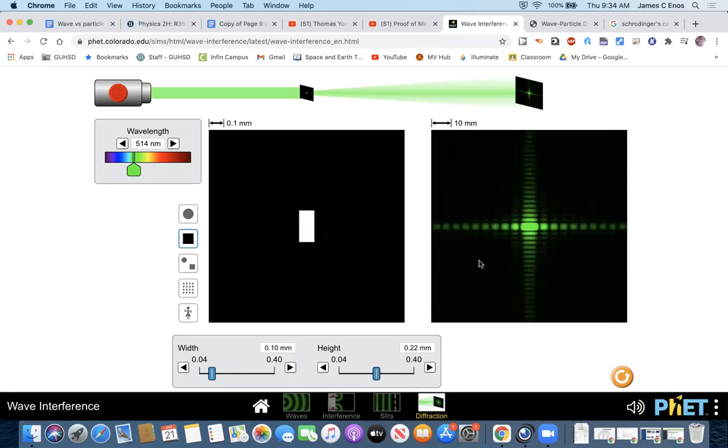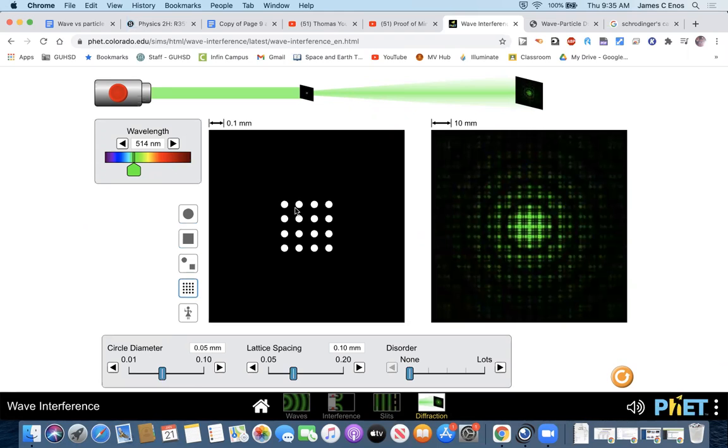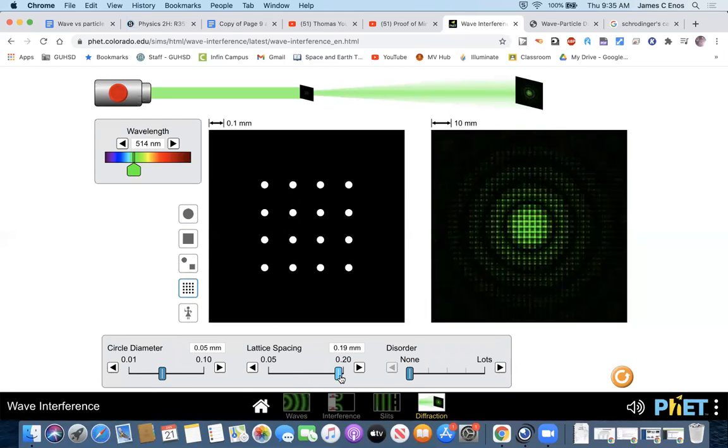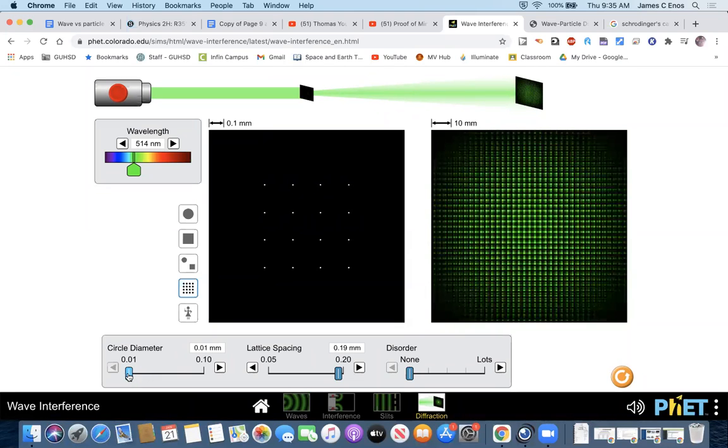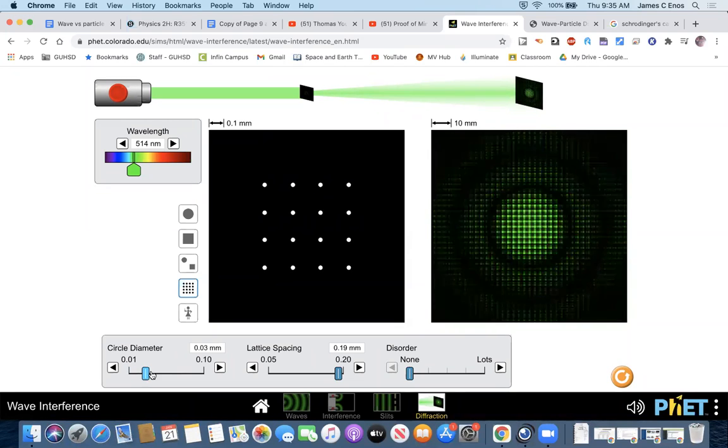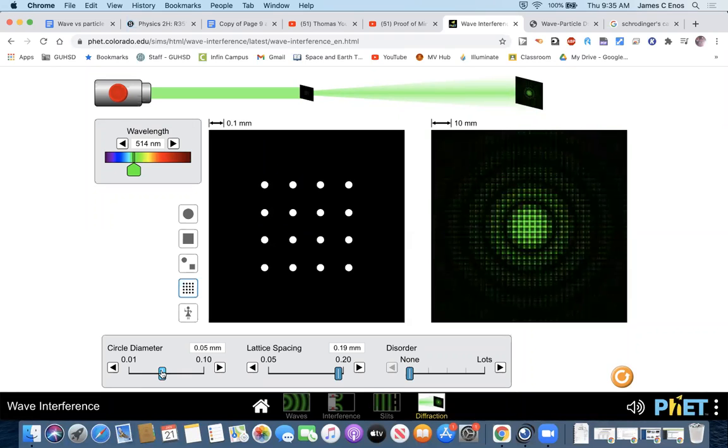The pattern tells me exactly what this shape is. And so then I can look at this here. I can see a lattice of material. I can increase the spacing and I get a different look to my pattern. I can change the diameter here to be big or small, and I get a different looking pattern. This is very similar to the diffraction of looking at those materials.